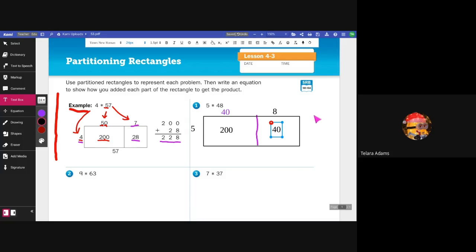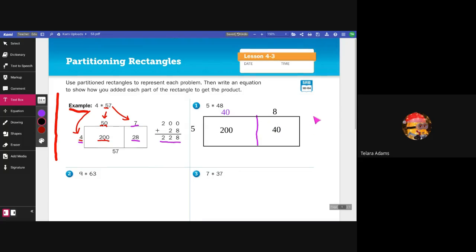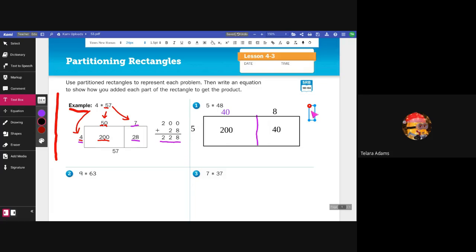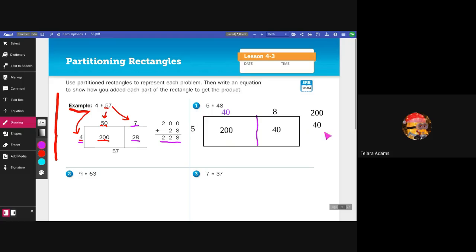Now that I have my rectangle, I'm going to add each part of my rectangle to get the product or the answer. The first part I have is 200 plus, what's the second part? 40. That's right. And 200 plus 40 equals 240. Is it making sense a tiny bit?